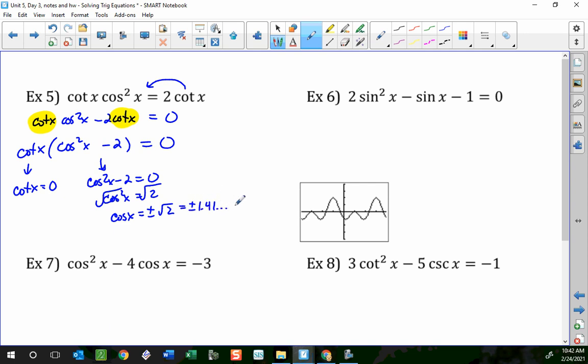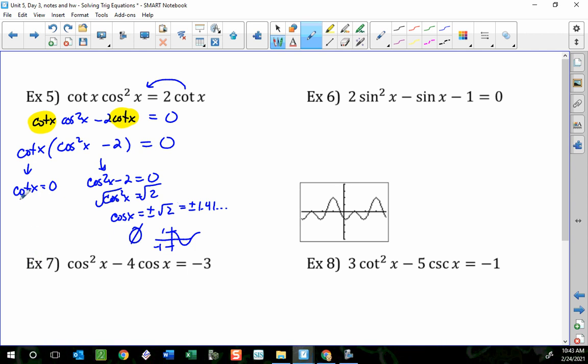This is too big. A cosine graph, and cosines on the unit circle, never get above 1 or below negative 1. They stay between 1 and negative 1. This literally has no solution, that part of my problem. So that actually makes it easier for me because I don't have to do anything. This part's dead. But over here, cotangent is equal to 0.